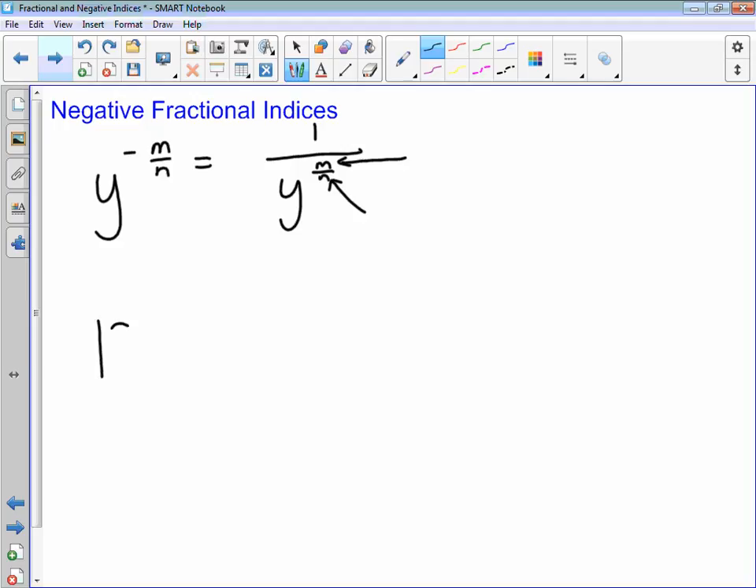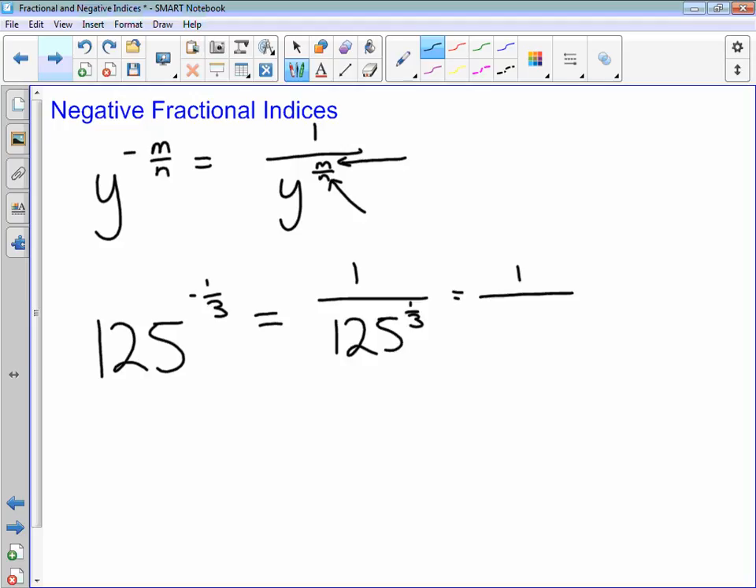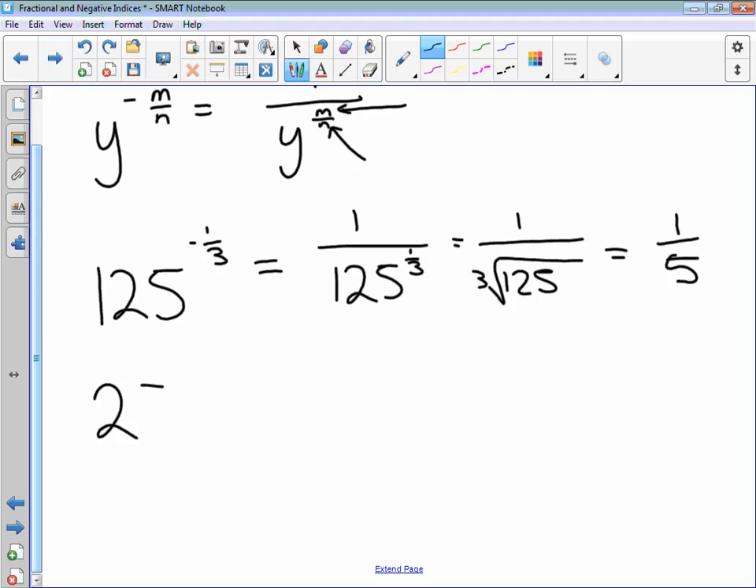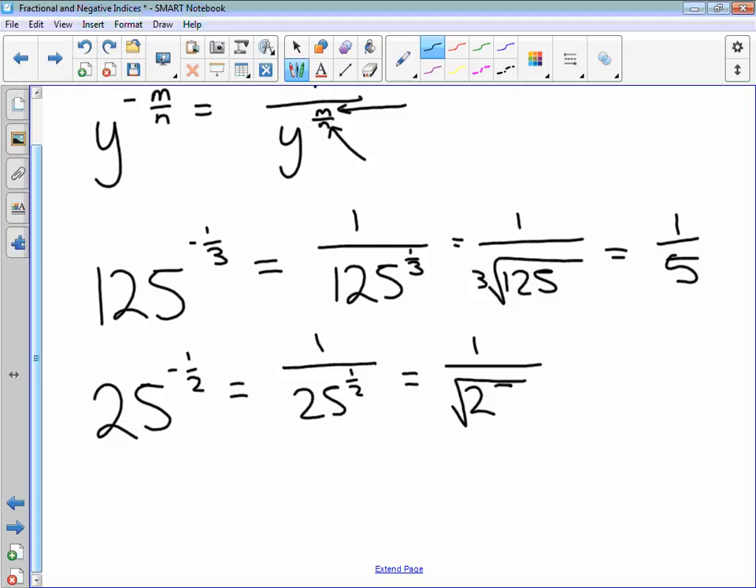So if we look at 125 to the power of -1/3, this means I've got to write it as 1 over 125 to the power of 1/3. This means I've got to find the cube root of 125, and the cube root of 125 is 5, so it simplifies to 1 over 5. 25 to the power of -1/2 is 1 over 25 to the power of 1/2. The power of 1/2 is the square root, so I need to find the square root of 25, which is 5, so it's also 1 over 5.